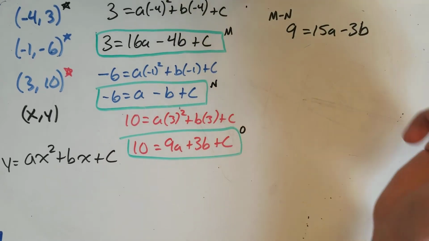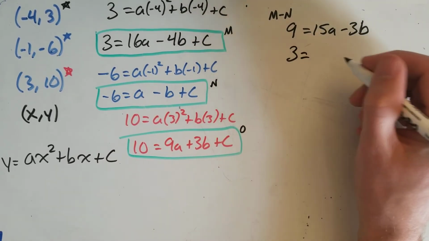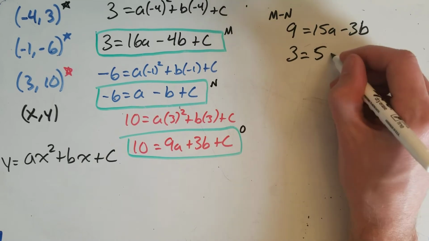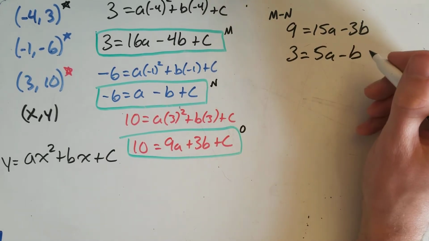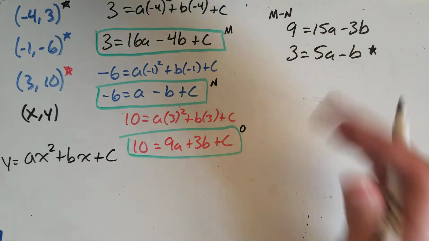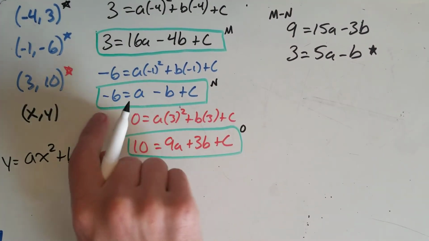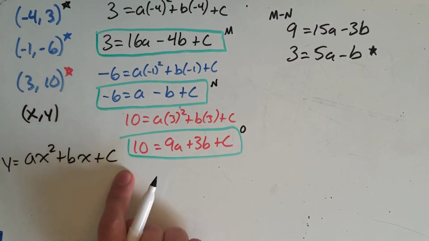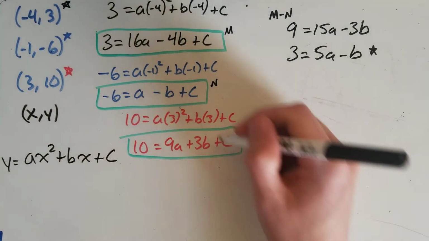And we can simplify by dividing by 3. So 3 equals 5a minus b. So this will be a big equation to use. Now we've eliminated c's. And if you look at these two equations, we can do the same type of thing here. We can try to get rid of the c's.